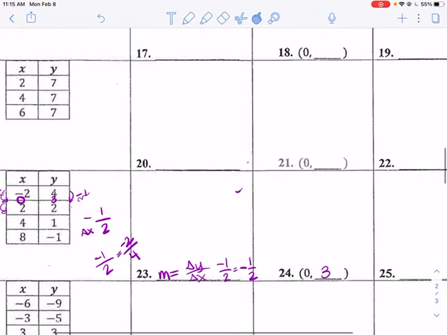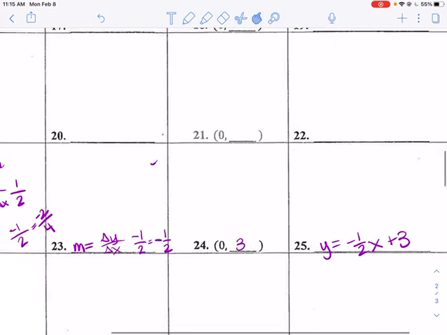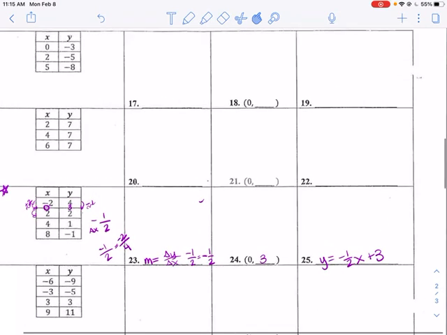I'm going to go ahead and put the point and slope into this equation. Y equals -1/2 x plus 3. All right, so that is how you do that one, and good luck.